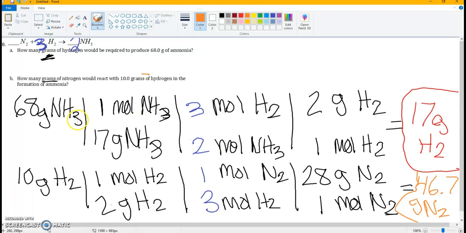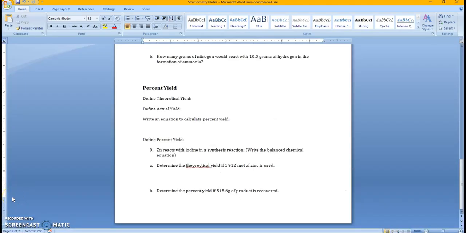Stoichiometry is just this pattern: grams to moles, moles to moles, moles to grams. So if you know how to get each conversion, the periodic table and the balanced chemical equation, and you know this pattern, you can find out how to produce as much as you want, or how much reactant you need, or anything like that. That's it for today.